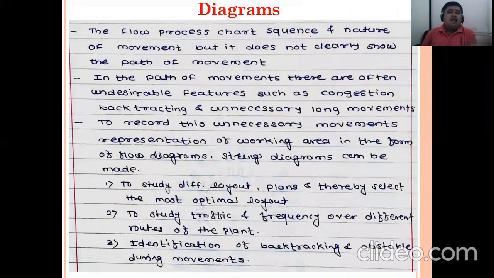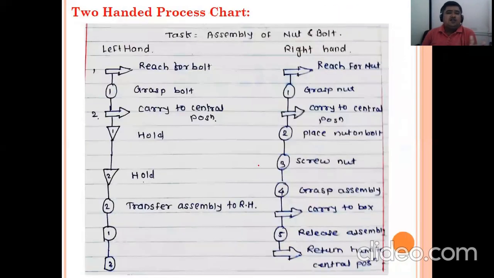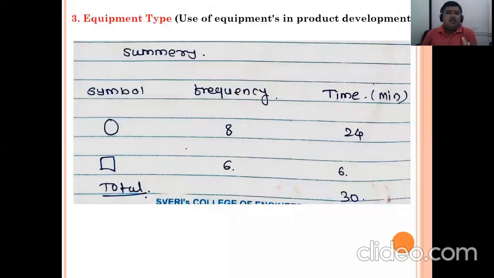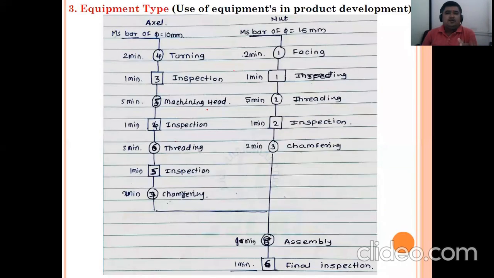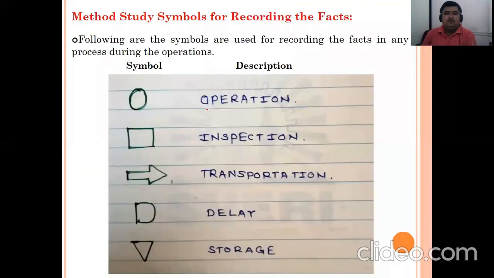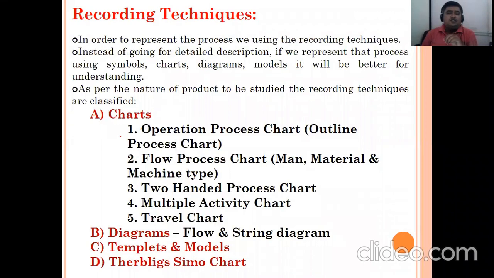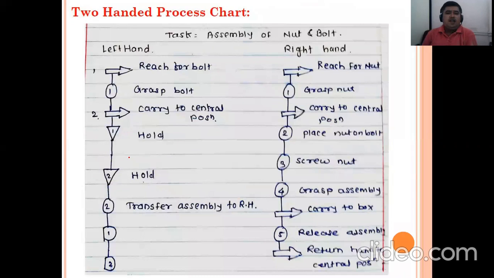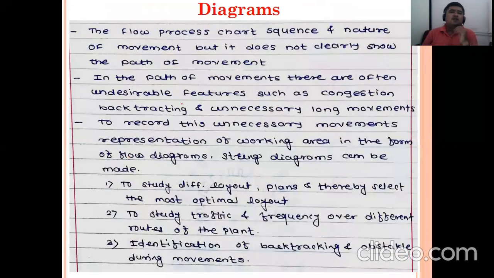The next one is the diagrams. So these are charts. If you look at our first slide, when we started this, these charts we have just completed. Then we go to the B part, that is diagrams. So what different diagrams are used in industrial engineering?